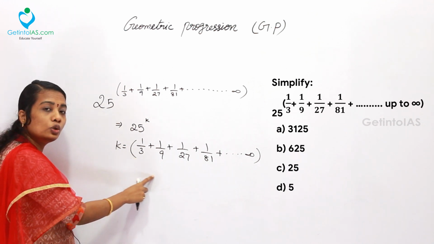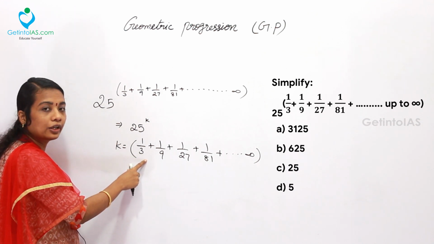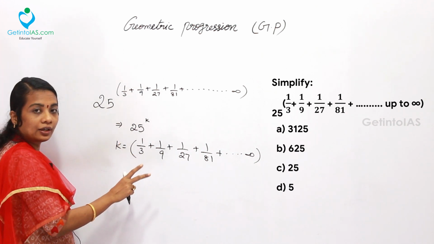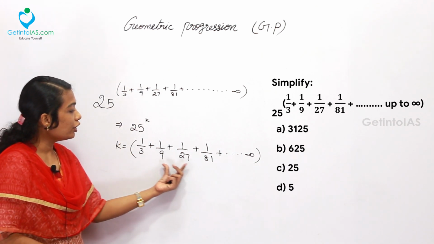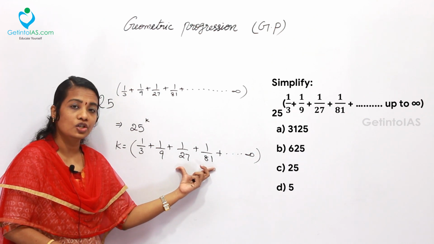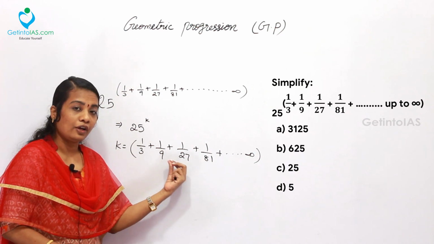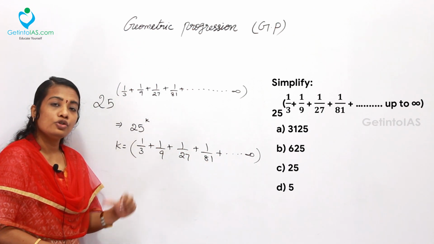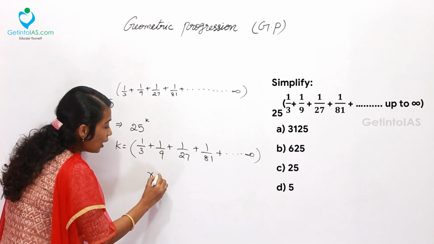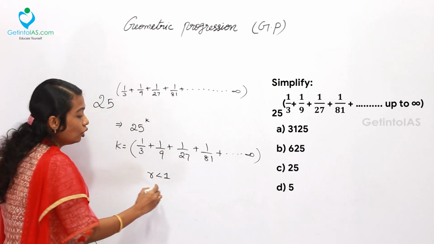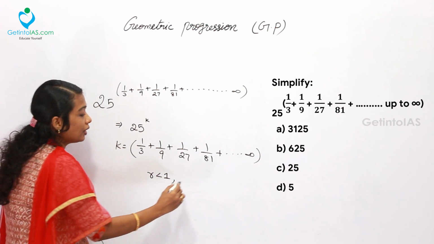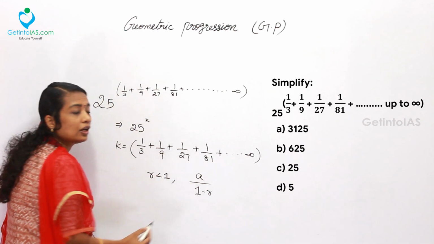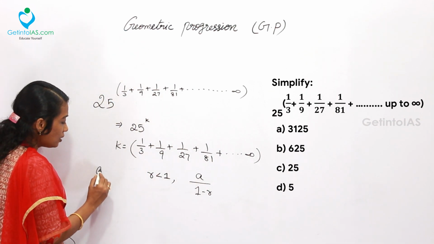So, first of all, you will have to simplify the power value to find what is the exact power. So, here I have taken k like that. Whenever you are going through a geometrical progression, whether the r value is greater or less than 1, what will you do? Usually if r is less than 1, simply you will be applying a by 1 minus r for any infinite series. So let's check what A is here.